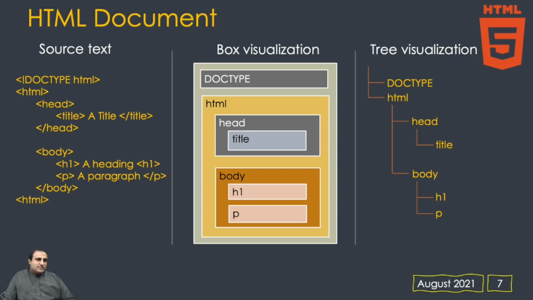So this can also be depicted as a tree. At the root, we have the doc type and HTML. Inside HTML, we have its children as head and body, and head has the child title, and the body has children H1 and P.